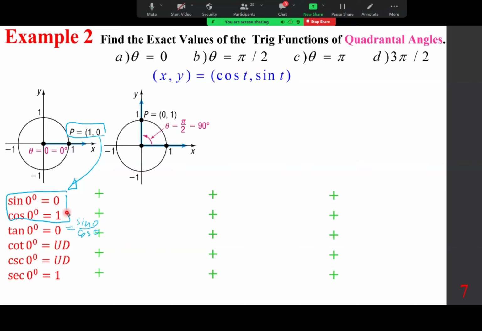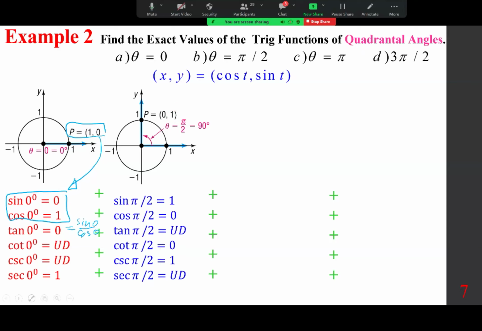Now this one, pi over 2 or 90 degrees, coordinates (0, 1). This represents x or cosine, so cosine of pi over 2 is 0. This represents y, so sine of pi over 2 is 1. Again, we want to concentrate on those two. Tangent is sine over cosine: 1 over 0 is undefined. Cotangent is the reciprocal of that, or you can say 0 over 1, which is 0.